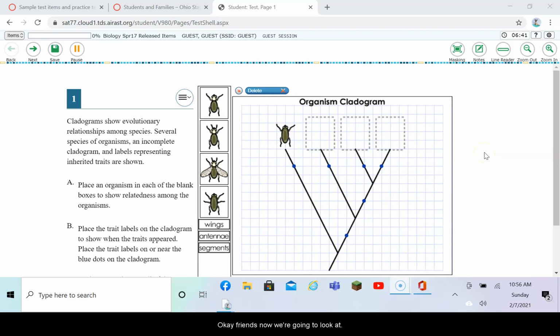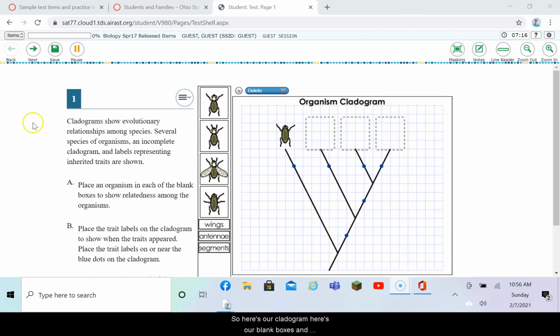Okay, friends, now we're going to look at questions from the 2017 state biology test. This one's about cladograms. Cladograms show evolutionary relationships among species. Several species of organisms, an incomplete cladogram, and labels representing inherited traits are shown. Place an organism in each of the blank boxes to show relatedness among the organisms. Place the trait labels on the cladogram to show when the trait appeared. Place the trait labels on or near the blue dots on the cladogram.